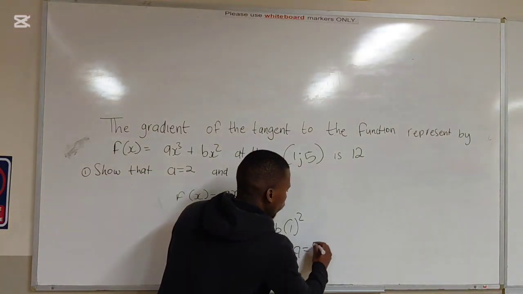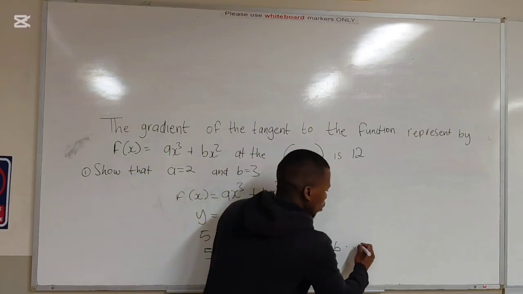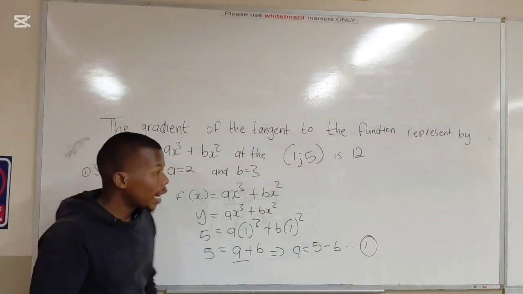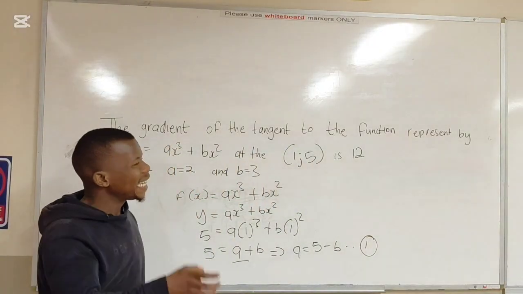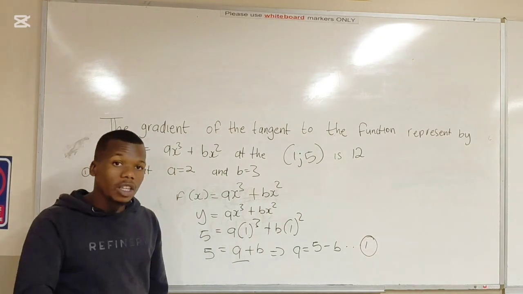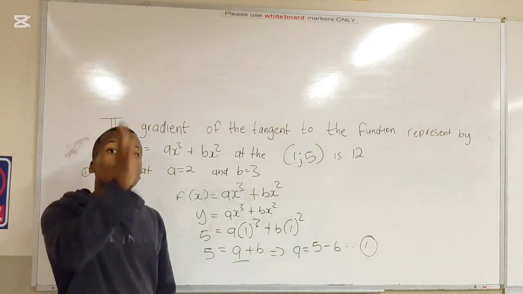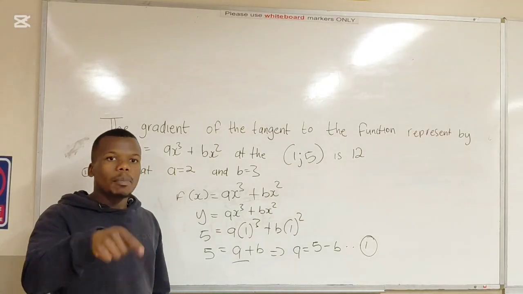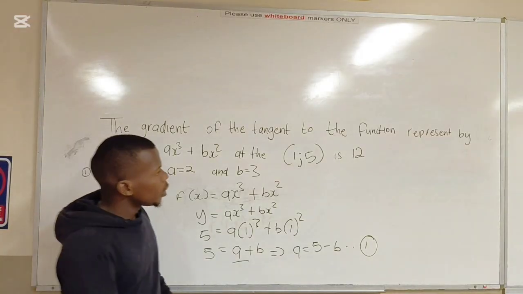A is equals to 5 minus b. This is equation 1. Now let's go and create equation 2. Remember something, at the beginning of the video, we said first derivative is always equals to the gradient at the point x value.